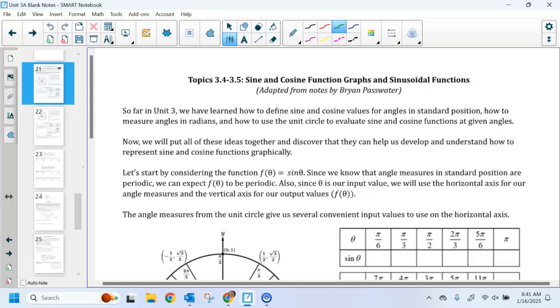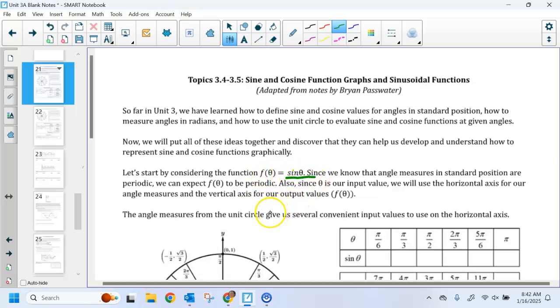We are going to measure all of our angles in radians, as we've been doing this entire course and as we'll do all the way through this course. We're going to use the unit circle to evaluate sine and cosine functions and then use those values to put together the graphs, which are periodic in nature. So we're going to start with the sine function.